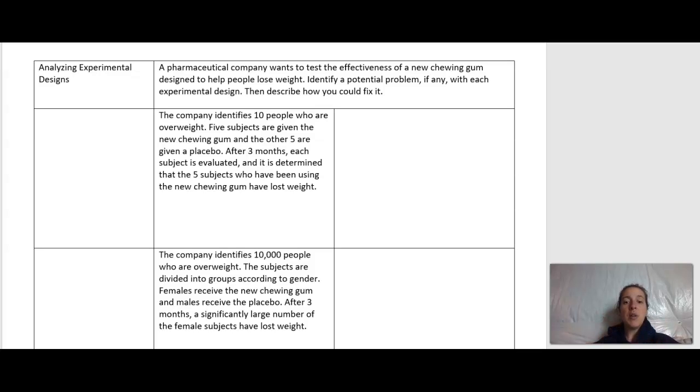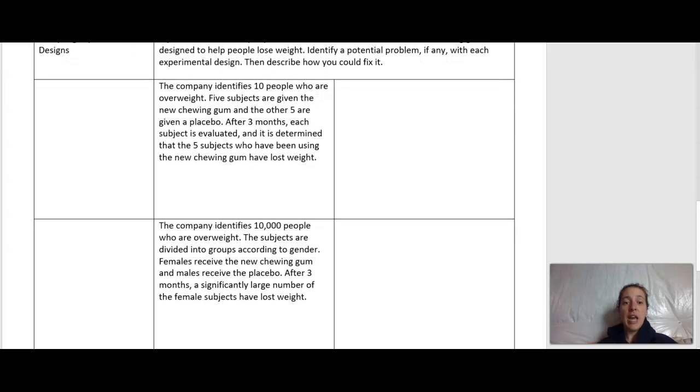So a pharmaceutical company wants to test the effectiveness of a new chewing gum designed to help people lose weight. Identify a potential problem with each experimental design and then describe how you could fix it. So the first one is, the company identifies 10 people who are overweight. 5 are given the new chewing gum and the other 5 are given a placebo. After 3 months, each subject is evaluated and it is determined that the 5 subjects who've been using the new chewing gum have lost weight.